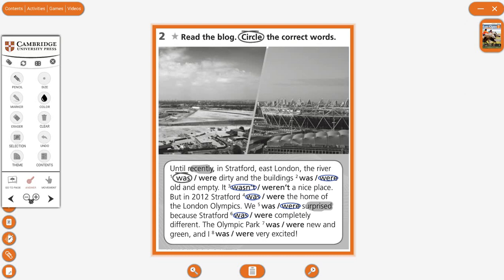The Olympic Park, look at the subject. The Olympic Park is a singular noun, so we have to say was. The Olympic Park was new and green, and I was or were very excited? We have to use was with I. I was very excited. Now you can check your answer, please.